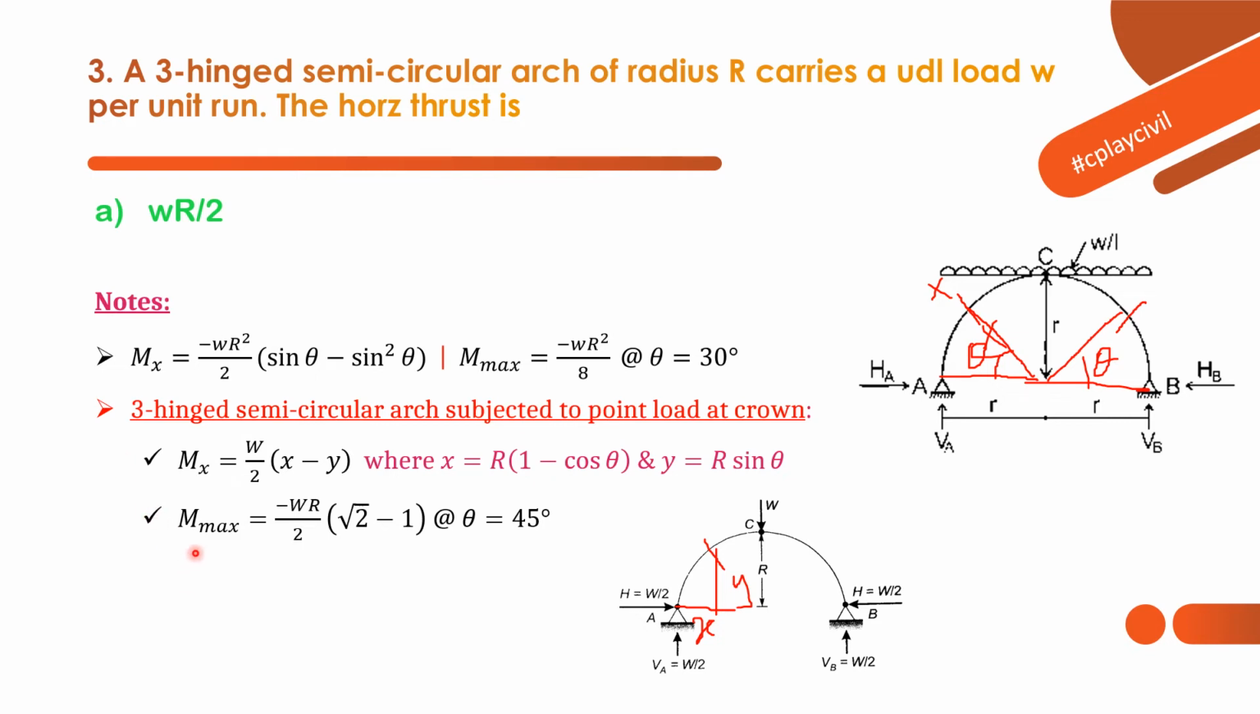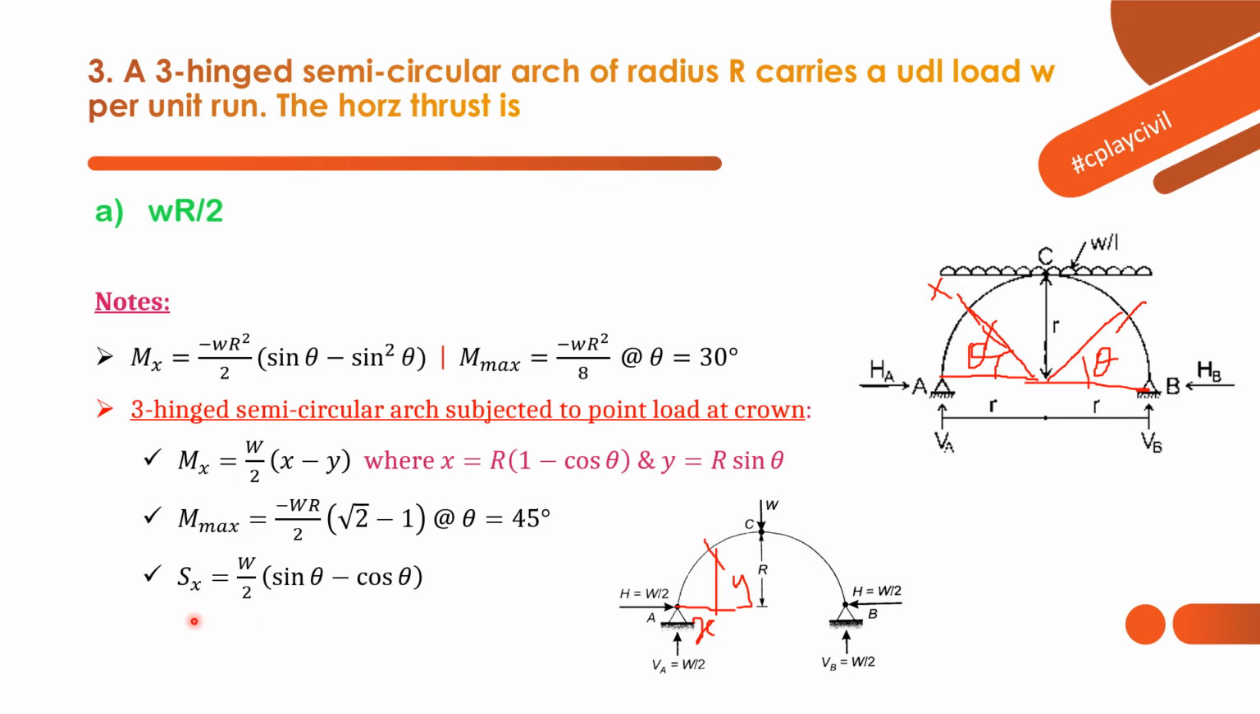And in the same way, we have maximum bending moment. Here the maximum bending moment will occur at 45 degree, but in the case of a semicircular arch subjected to UDL, the maximum moment will occur at 30 degree. That is a difference. When point load is acting at the crown, then at theta, that is at 45 degree, the maximum bending moment will be there. That is given by minus WR by 2 into root 2 minus 1, acting at 45 degree.